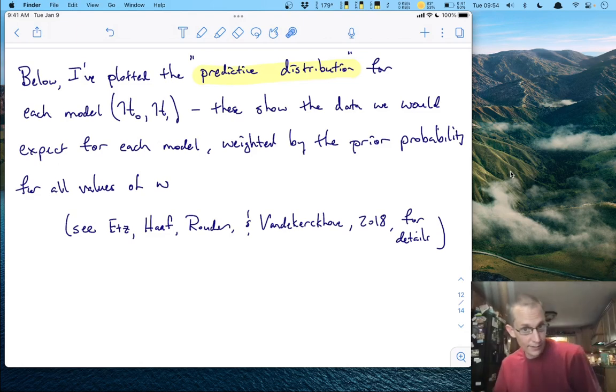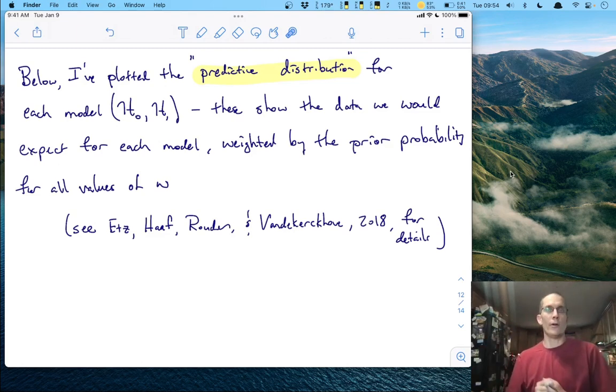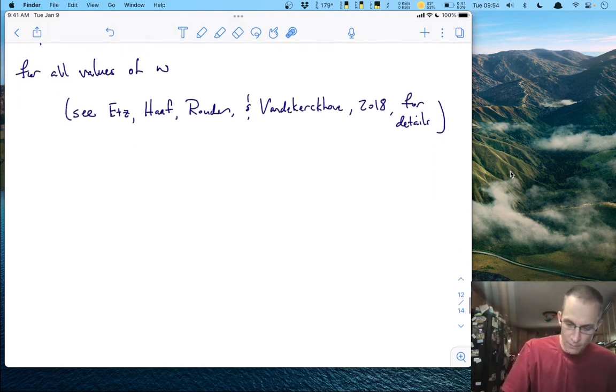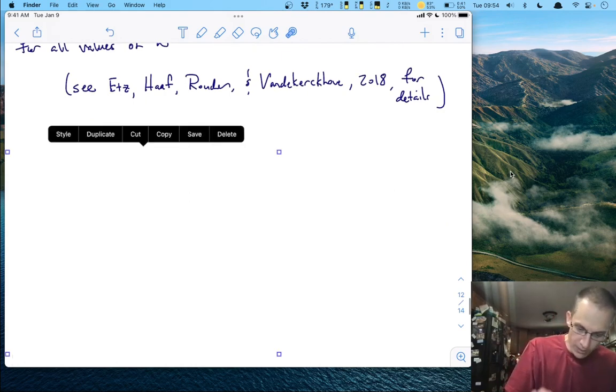So it's essentially a Bayesian version of seeing one of those probability distributions that we did in lecture 1. Essentially, it takes that binomial likelihood and then weights it by the prior for the model that you're considering. So again, I did this in R. You can see that code in the description below, but let's just look at the outcome first.